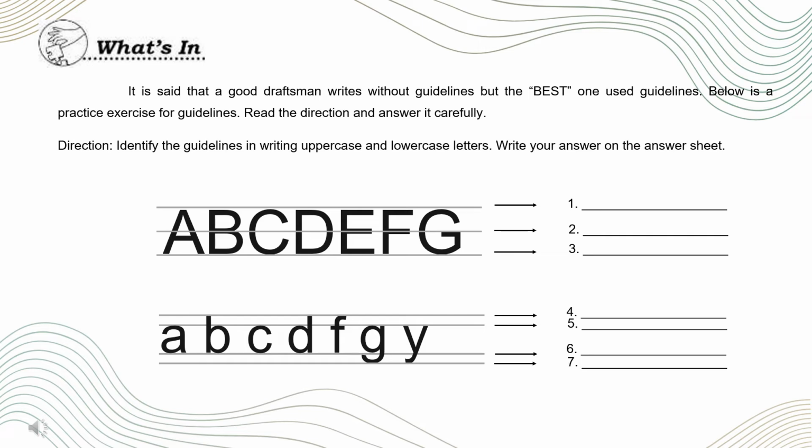For the what's in, as mentioned in the last module, in writing lettering styles, we use different guidelines to create a sense of balance and artistic uniformity. Your familiarity with the concept previously introduced will help you in mastering the next lesson. It is said that a good draftsman writes without guidelines, but the best one uses guidelines.